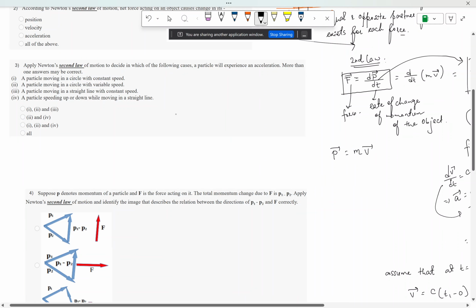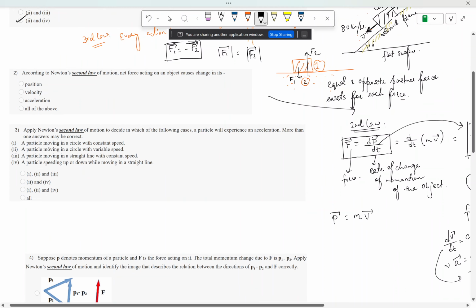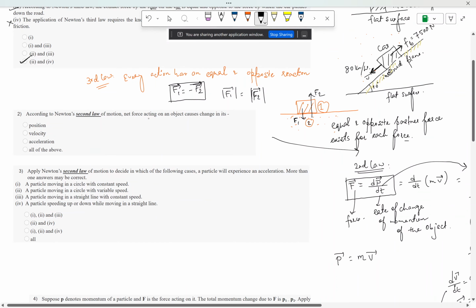So this is Newton's second law. So you can apply here and you can say okay, so yeah, the question was: net force acting on an object causes change in its not position but velocity. Acceleration will also not get changed, and all of the above is also incorrect because Newton's second law is saying that F equal to m dv/dt, right? So that means the only changing variable in this quantity with respect to time is the velocity, which is v. So that is what changes for that object.